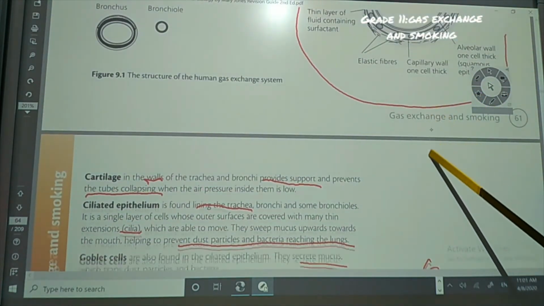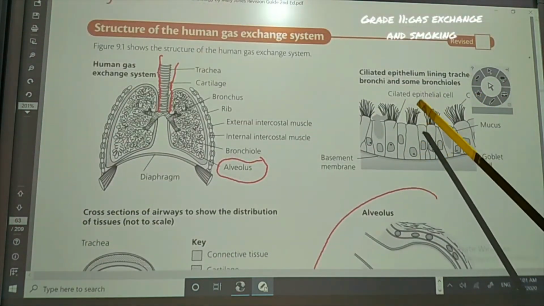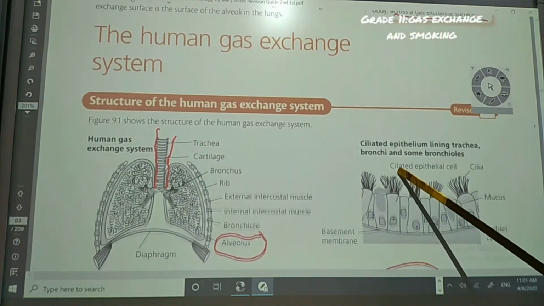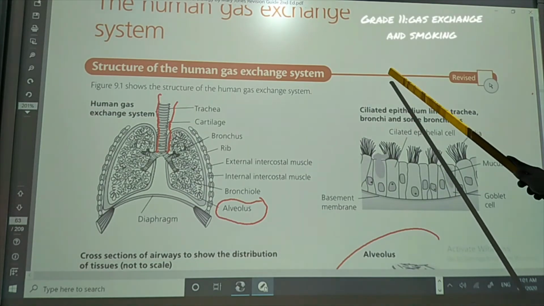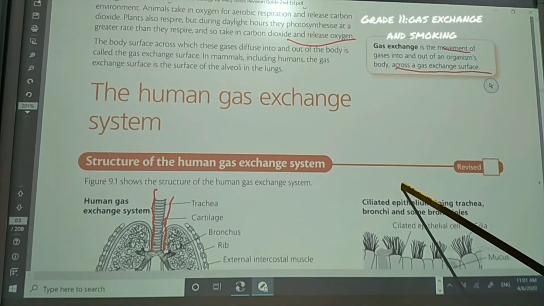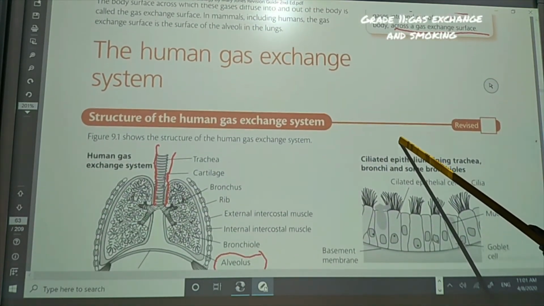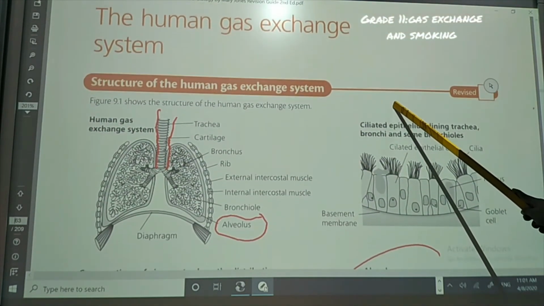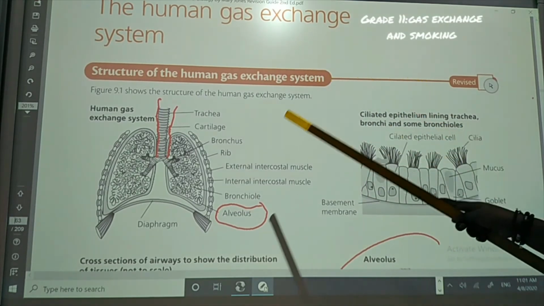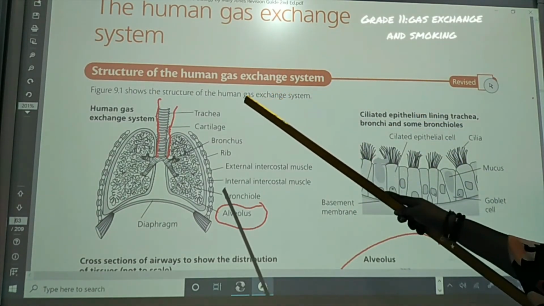We have discussed gaseous exchange. We said that gas needs to be exchanged: CO2 needs to go out and O2 needs to come in. And we said gas exchange is the movement of gases in and out of an organism's body across the gas exchange surface. And we said in the human we have a gas exchange system that has the trachea.